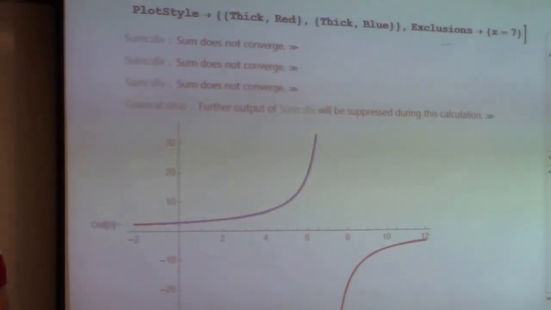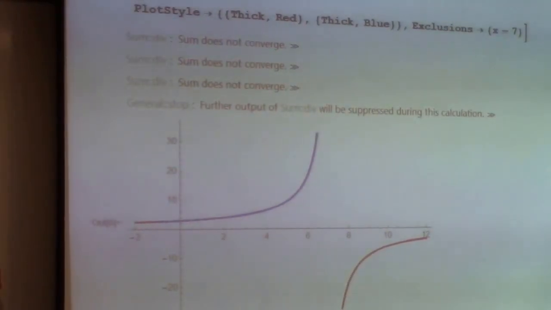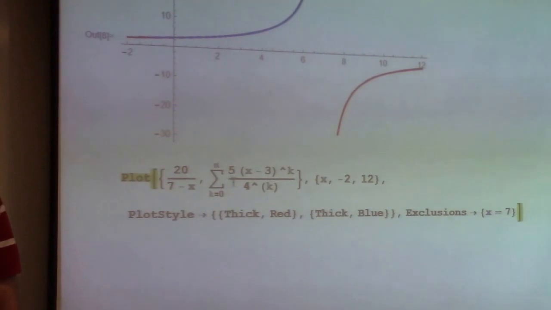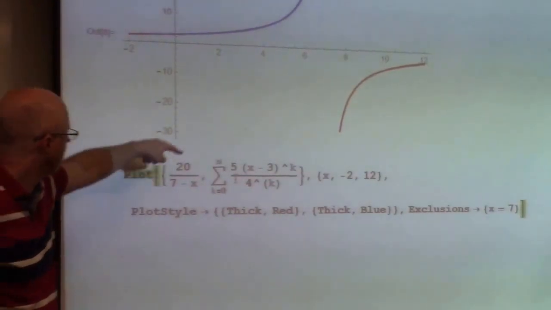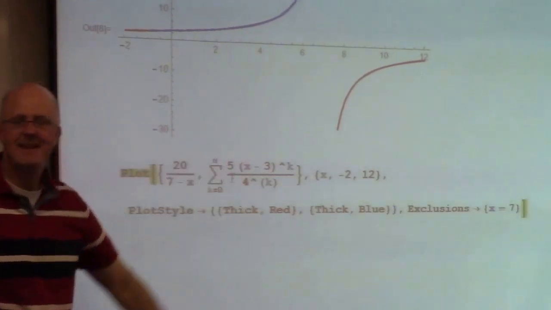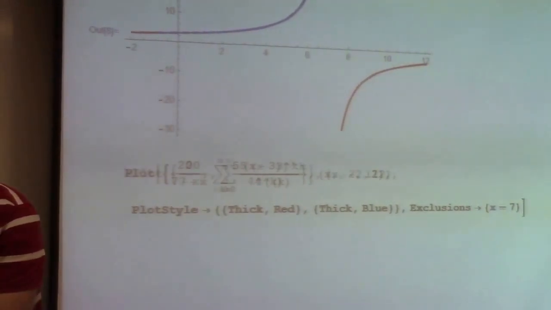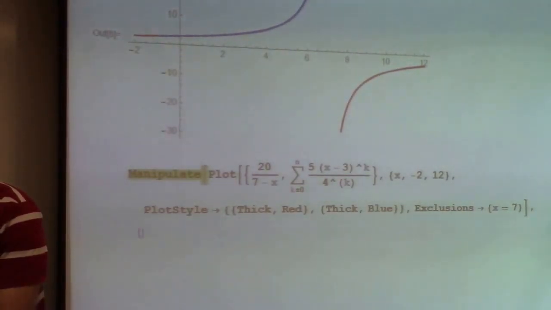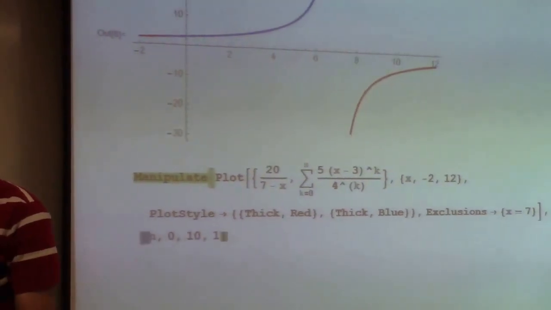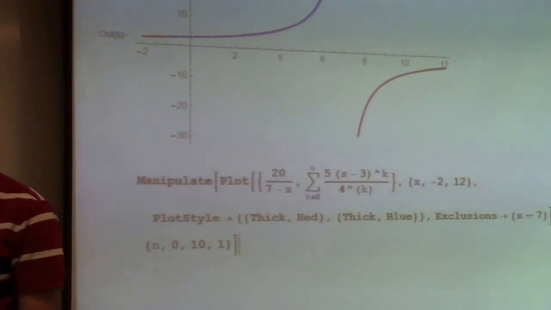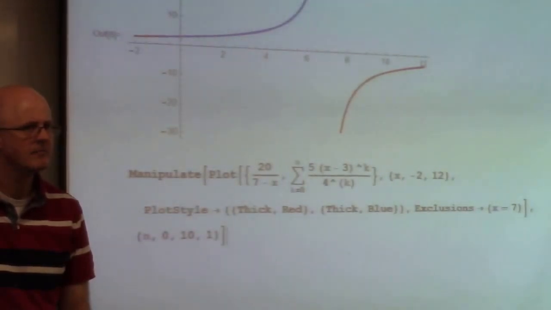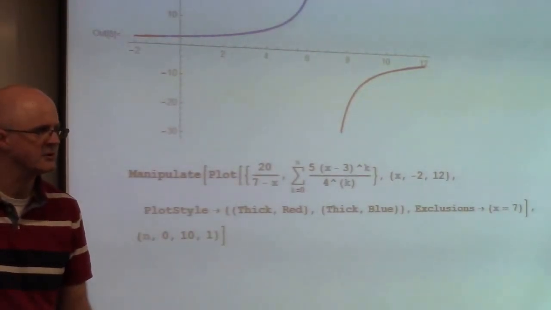Actually, let's do something else now. To avoid this sum does not converge thing, let me do finite sums instead of infinite sums. Make that an n. And let's watch what happens if we manipulate this, animate it, as n increases here. Say from 0 to 10 in step units of 1, one step at a time. Shouldn't get any errors this time because it's a finite sum. Don't have to worry about an interval of convergence for a finite sum.